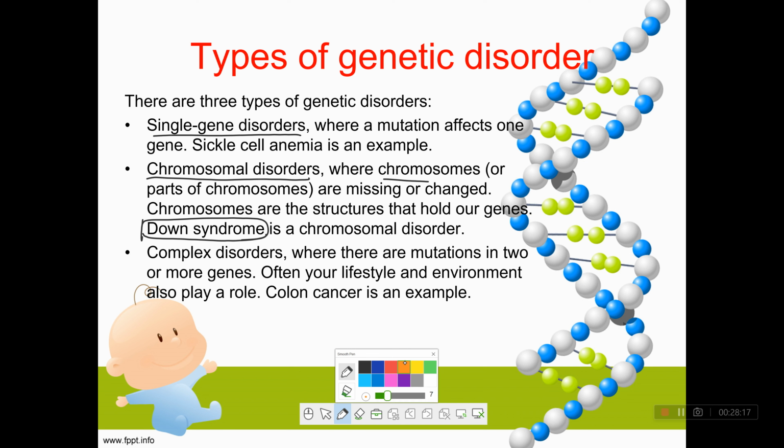Next is complex disorder. Complex disorders are where there is a mutation in 2 or more genes. It means at a time mutation will take place in 2 or more genes and they form a complex with each other. That type of disorder is known as complex disorder. Often your lifestyle and environment also play a role in a complex disorder. An example of complex disorder is colon cancer.